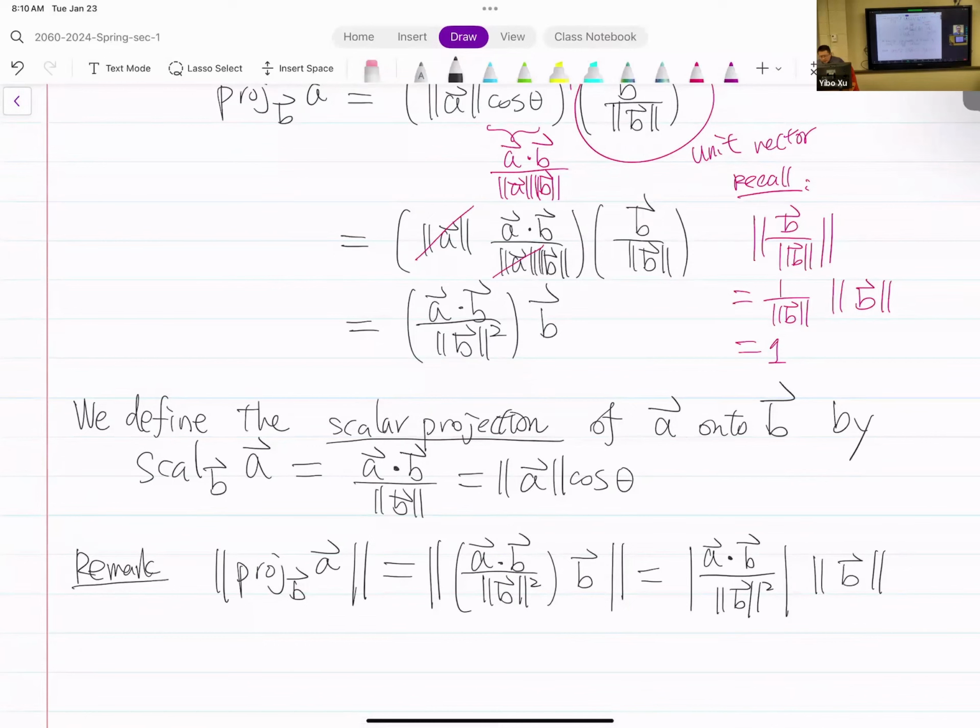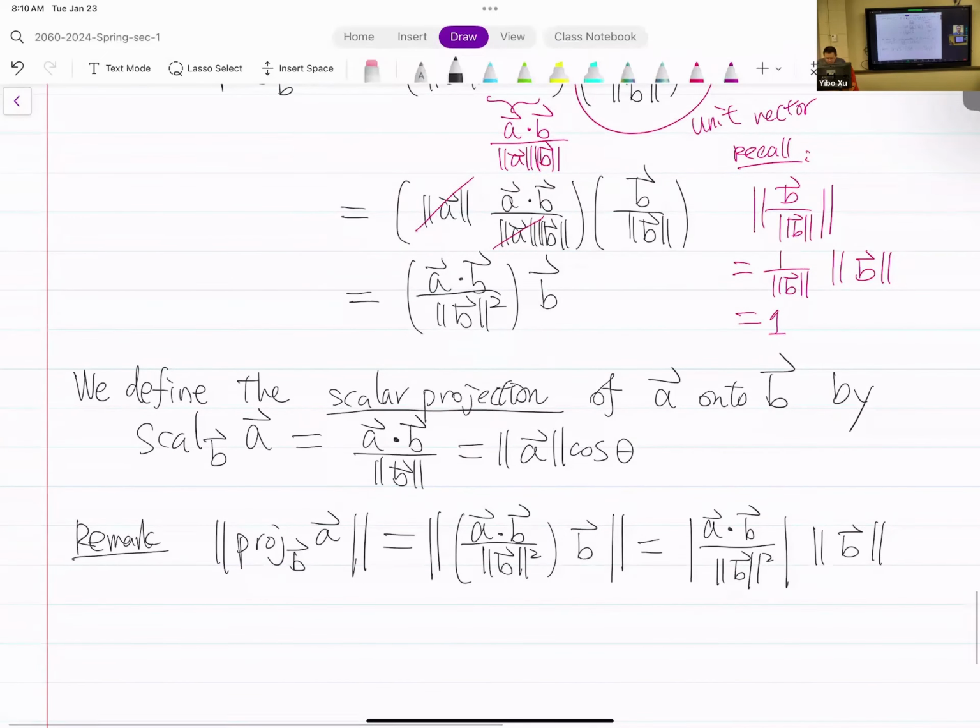Still, we can simplify because we know the denominator is a square, a positive number squared. So you can take that out of the absolute value. This is essentially the absolute value of the dot product over the magnitude of B squared in the denominator, and in the numerator we have the magnitude of B. That can be simplified, so essentially you have the magnitude of B. This is the true magnitude of the vector projection, and that is exactly the absolute value of the scalar projection.